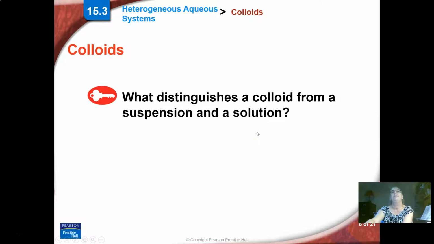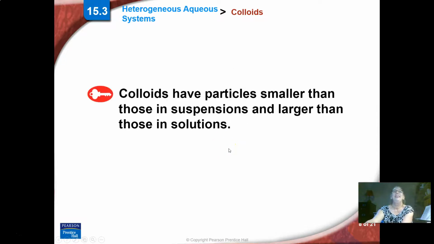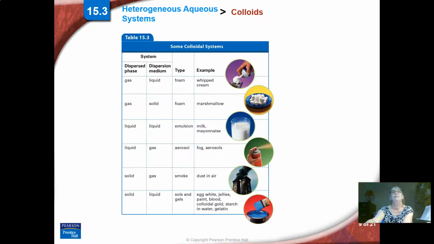Colloids, how are they different? Colloids are heterogeneous, and they have particles between 1 nanometer and 1,000 nanometers. And the colloid particles are spread throughout the dispersing medium. So these colloids have particles smaller than suspensions and larger than those in solutions. So we have solutions smallest, colloids, and then suspensions. So that's how the particle size works.